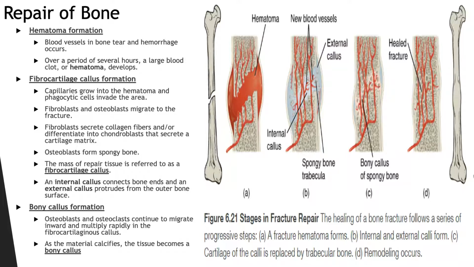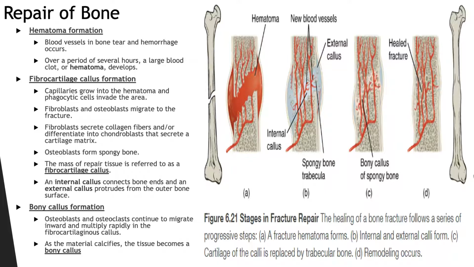All right, and when a bone is broken, it inevitably needs to be repaired, and that occurs in this kind of process. So when a bone breaks, the first step is going to be hematoma formation, and that's when blood vessels in the bone tear and a hemorrhage occurs. And then over a period of several hours, a large blood clot, or a hematoma, develops.